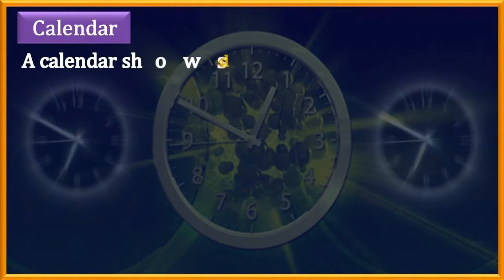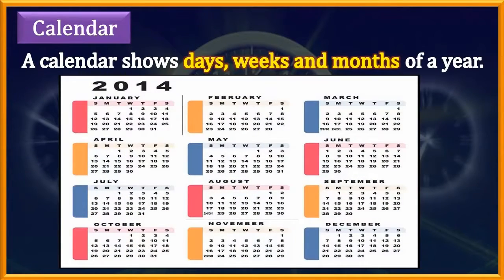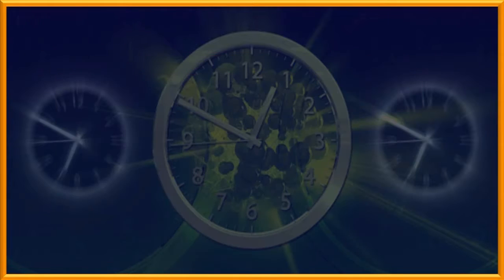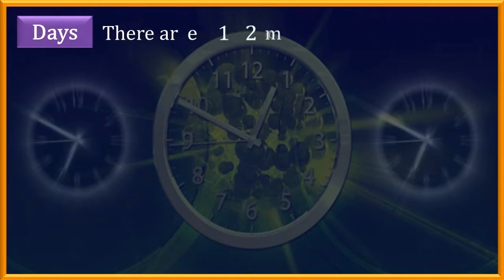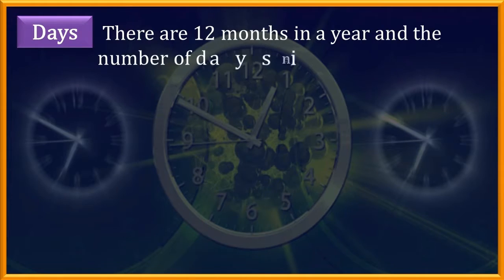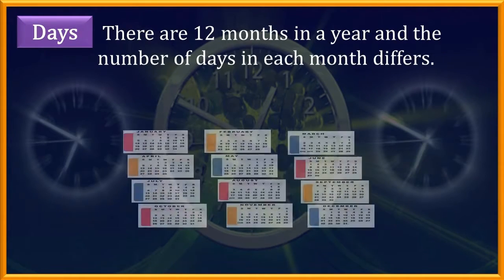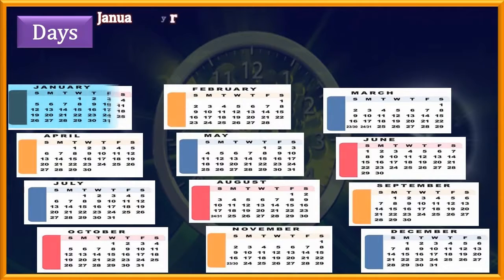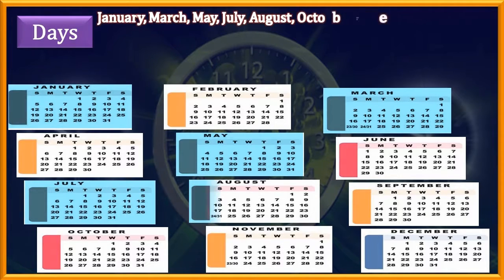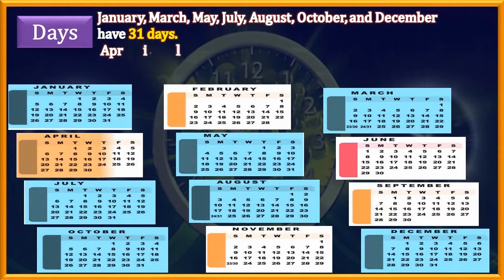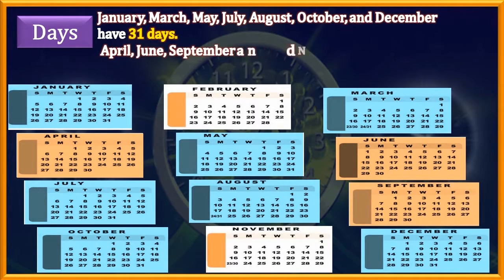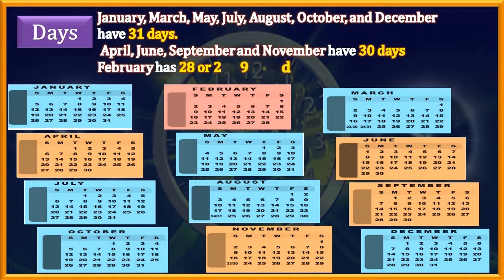Calendar. A calendar shows days, weeks, and months of a year. Days. There are 12 months in a year, and the number of days in each month differs. January, March, May, July, August, October, and December have 31 days. April, June, September, and November have 30 days, and February has 28 or 29 days.